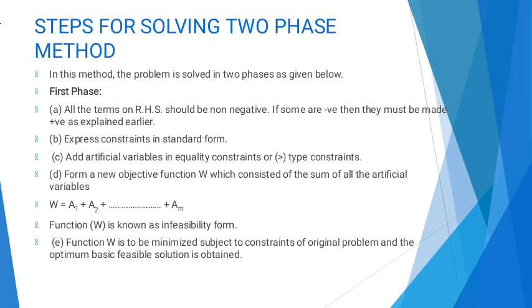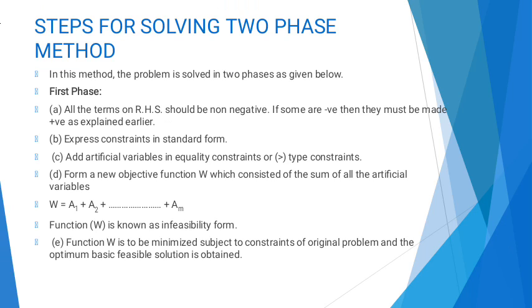After this, we need to add artificial variables to the equality or greater than type constraints. After that, we need to form a new objective function W, which is considered as sum of all the artificial variables. Means, for example, if you are having two artificial variables, your new objective function W will be A1 plus A2. Function W is known as infeasibility form.